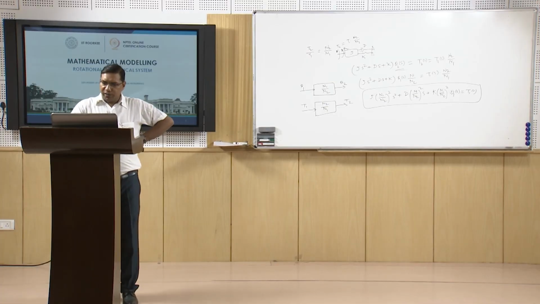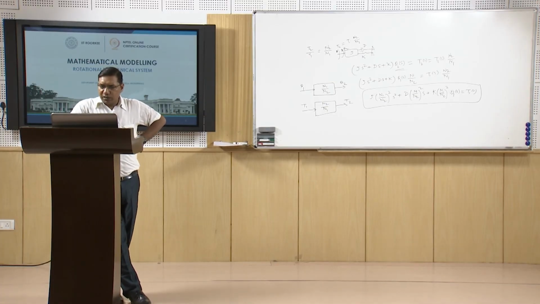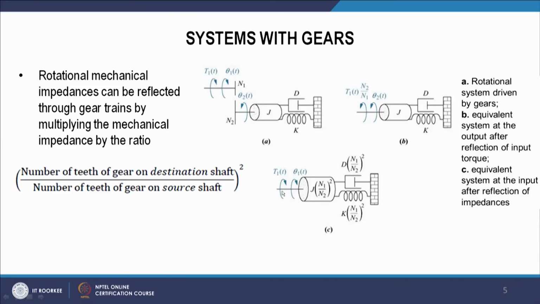And we can represent this system as we transport the impedance of the gear train as well as this system on the input shaft, because this input shaft is subjected to torque T1 and the angular displacement theta 1, and the impedances of these components on the second shaft as well as this gear train are all transferred to the input shaft, and this is the system we can represent like this.